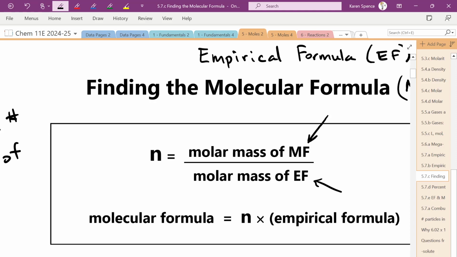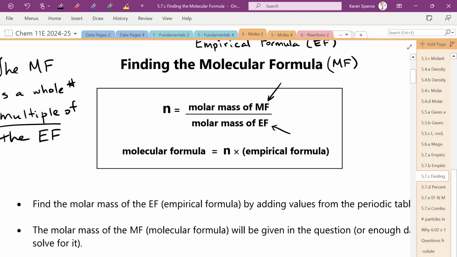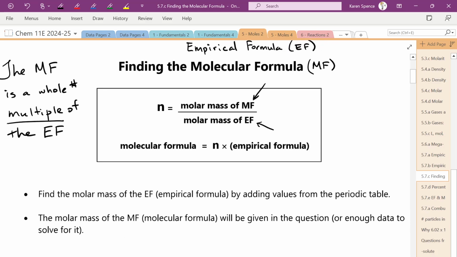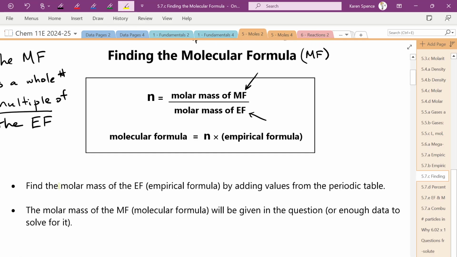And when you do that division, you'll find a number n, and n is the multiple. Okay, so if the molar mass of the molecular formula and the empirical formula are the same, then n is going to equal 1. And so they will be the same. But if the molar mass of the molecular formula is twice the molar mass of the empirical formula, you'll need to take your empirical formula and multiply by 2. Okay? So that's basically all there is to this, and then we just put some fancy little bits and bobs in here. Okay, so we find the molar mass of the empirical formula by adding values from the periodic table.